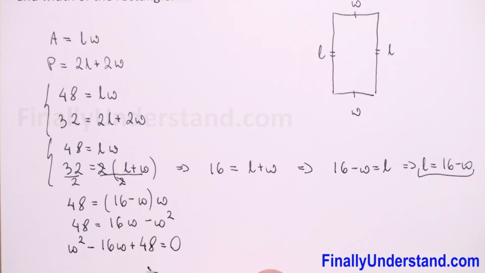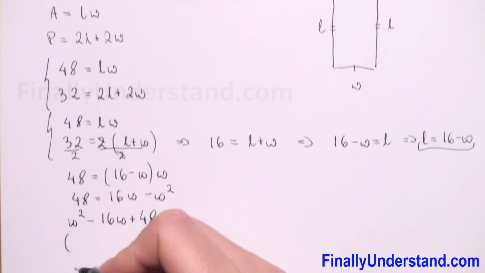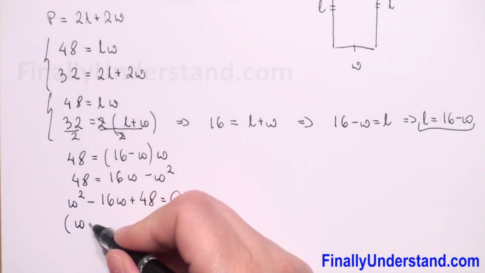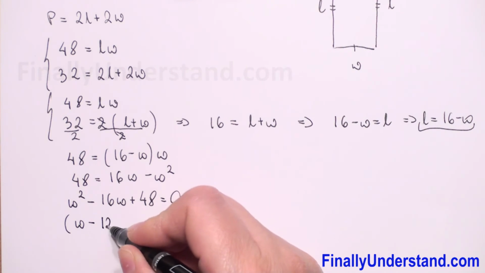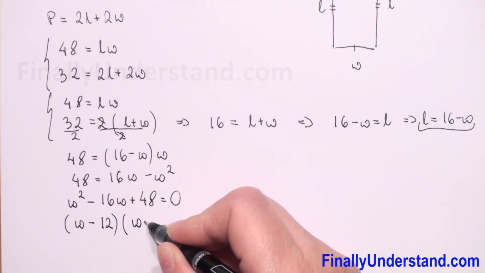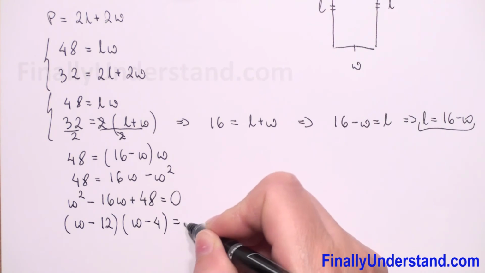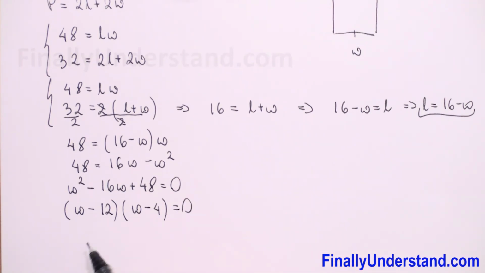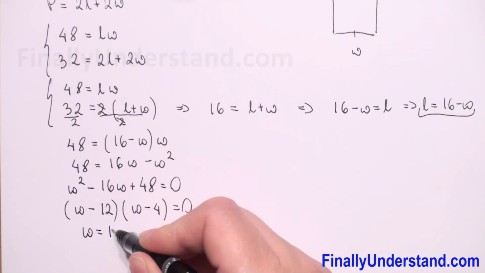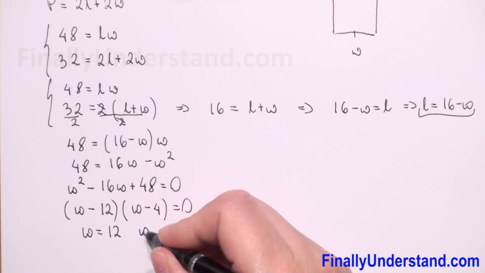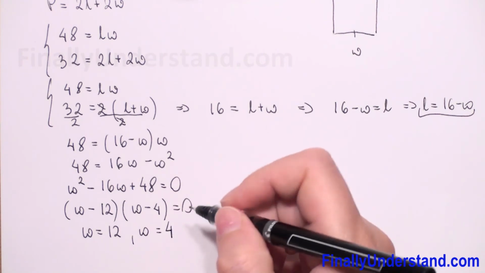We have a quadratic equation. We have to find two numbers which multiply by each other give me 48, and when I add them I will have negative 16. It will be negative 12 and negative 4. So we have (W minus 12) times (W minus 4) is equal 0. So we have that W is equal 12 and W is equal 4.